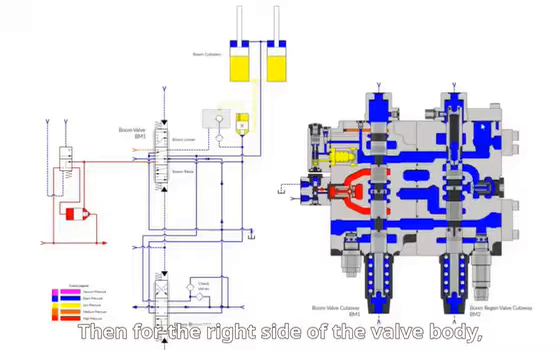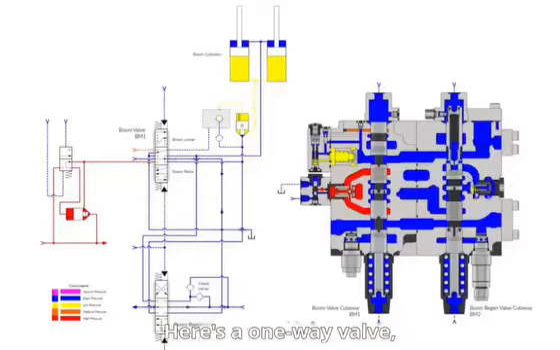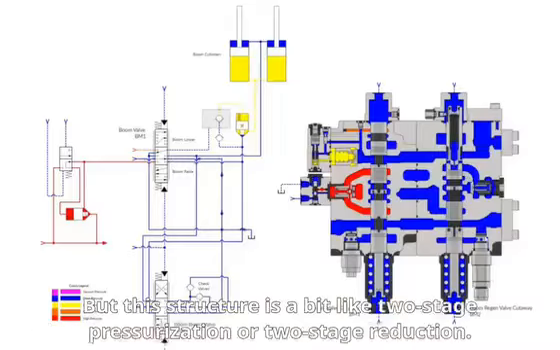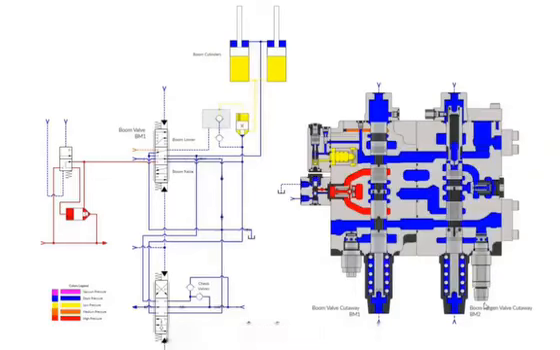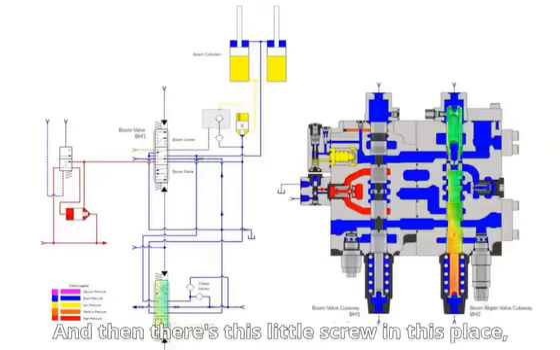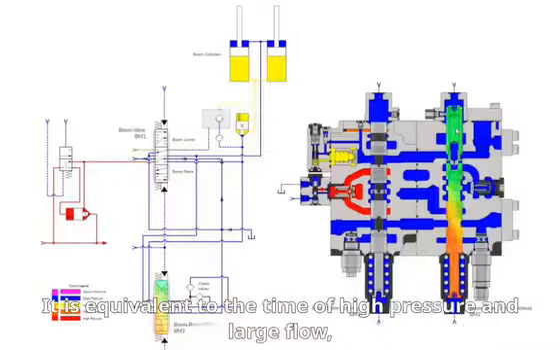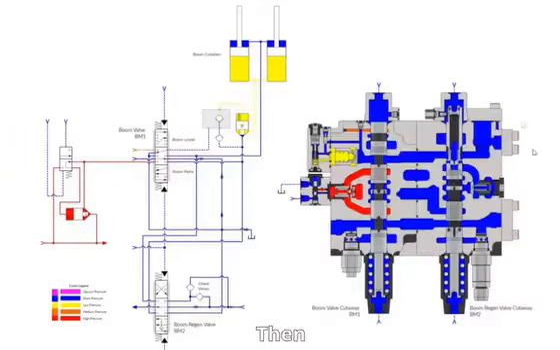Then for the right side of the valve body, here's a one-way valve. Then there is also an oil port reserved valve here, but this structure is a bit like a two-stage pressurization or two-stage reduction function. And then there's this little screw in this place, to prevent this spool from turning inside. It is equivalent to when there is high pressure and large flow, this spool would turn inside.